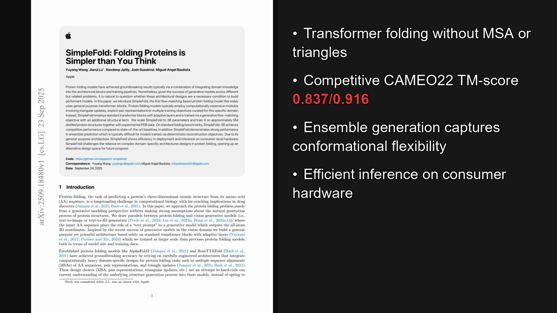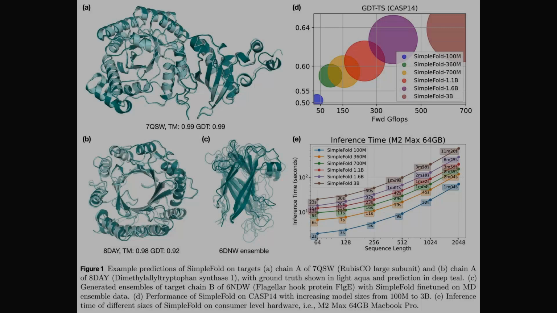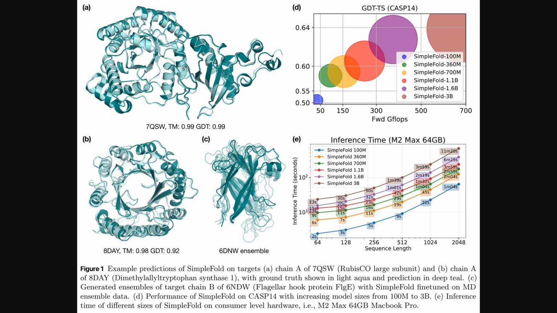Beyond accuracy, it generates realistic structural ensembles, scales from 100 million to 3 billion parameters, and runs efficiently on consumer hardware. Alright, the previous segment highlighted the core idea. Figure 1 shows what that looks like in practice.